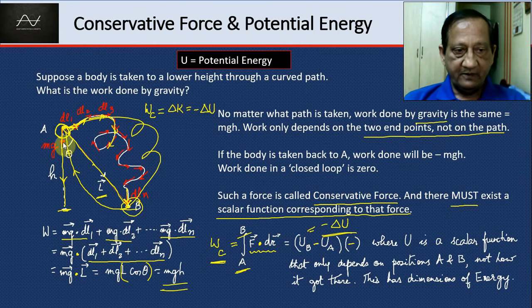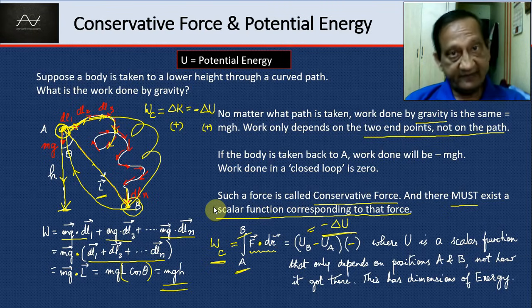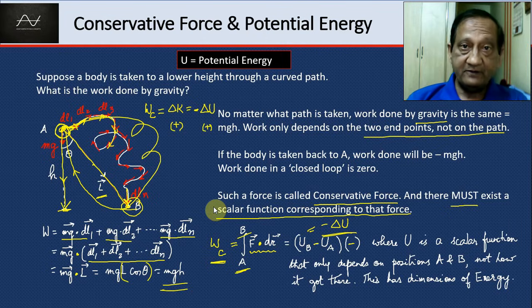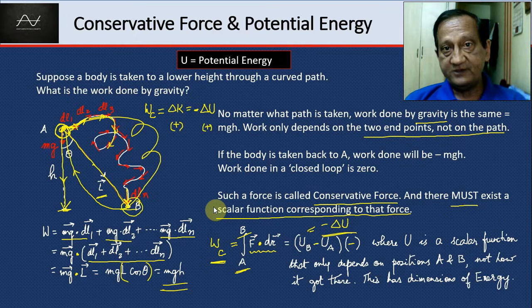Now, if it were to fall straight from A to this point, then it would increase its kinetic energy. So this delta K would be positive. That means minus delta U is positive. That means delta U is negative. Change is negative. Final value minus initial value is negative. That means the final value is less than the initial value, which means there is a loss in potential energy.